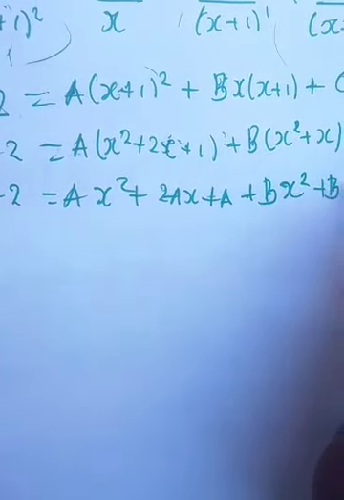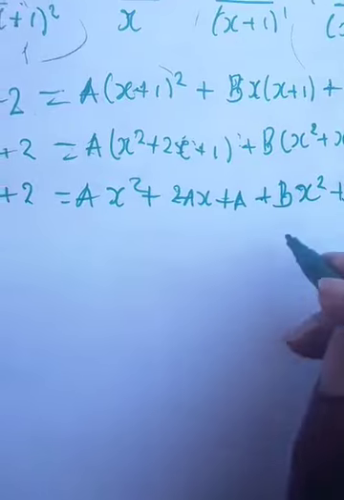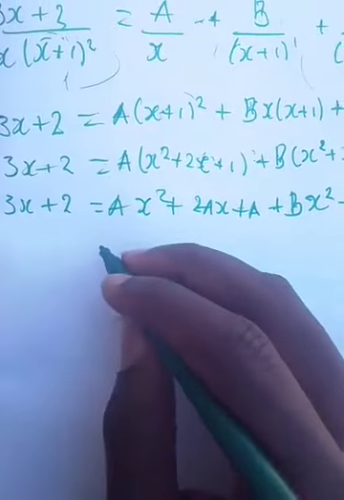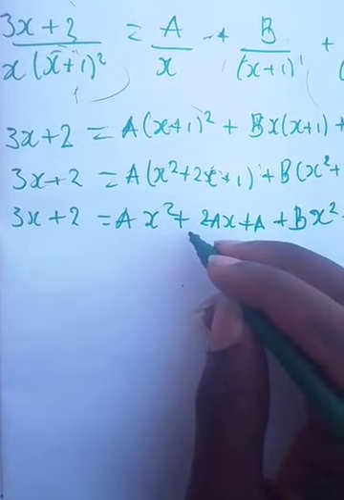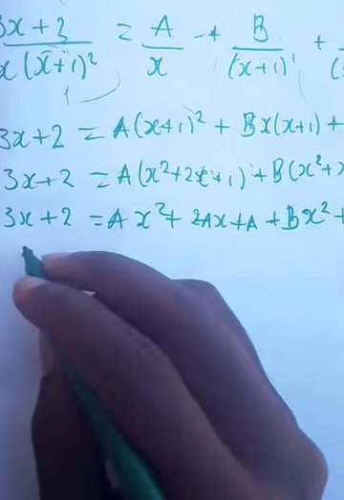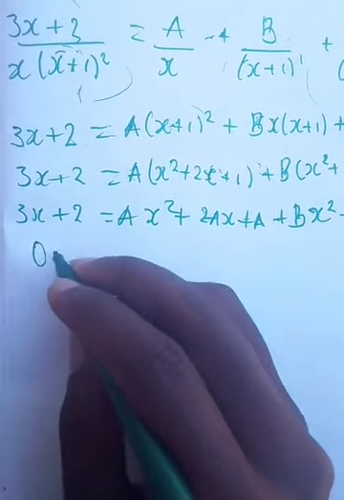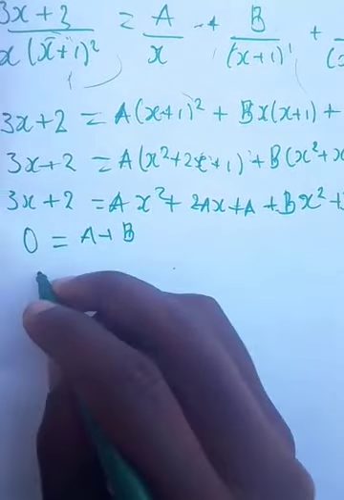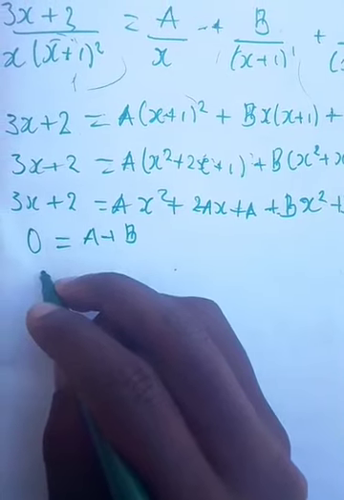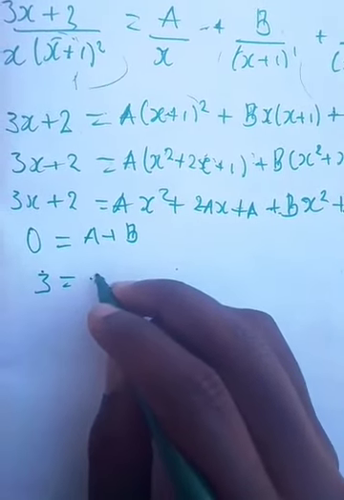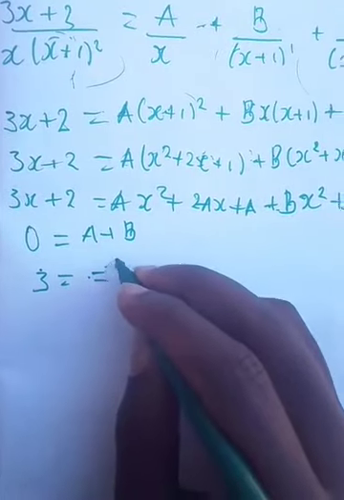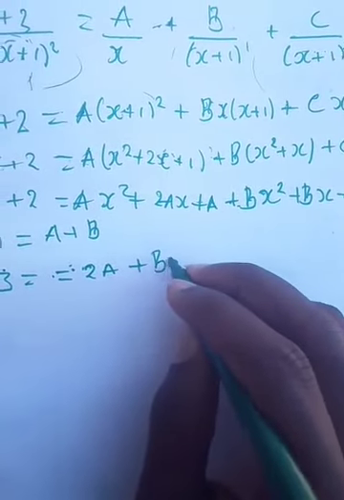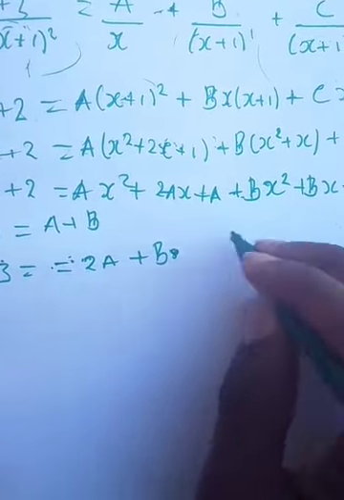Okay, now let's equate the corresponding terms. Let's start with those that are having x power 2. Here it is none, here it is a and b. So it's going to be 0 equals a plus b. And then let's go to those that are having x. So we have 3. It's equal to, I've taken 3, and I'll say 2a plus b plus c. Don't write x. Even if you do, it's still going to be cancelled out. So this is my final equation.